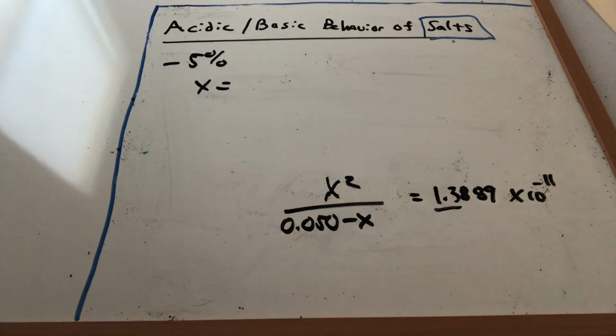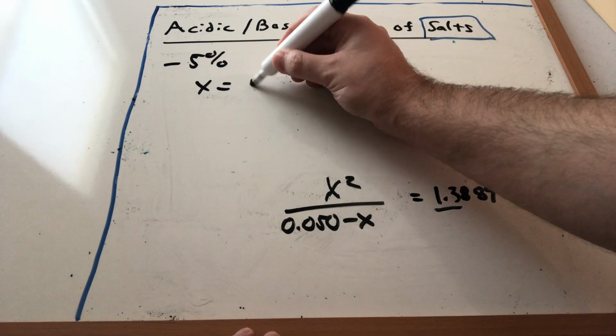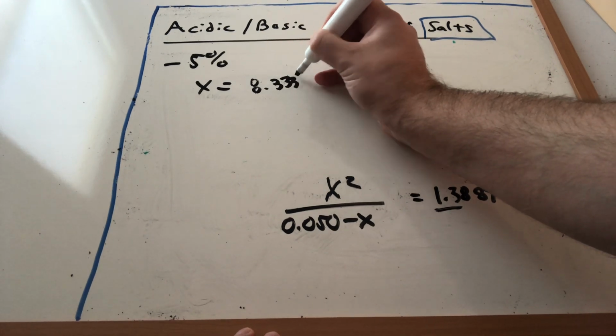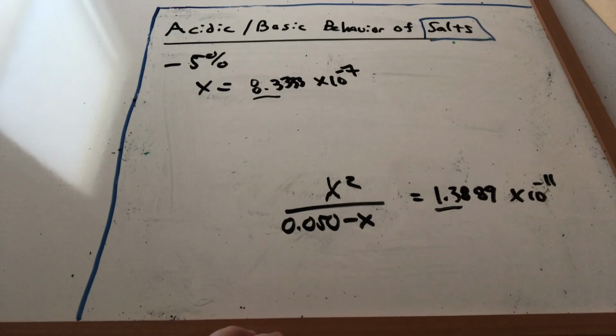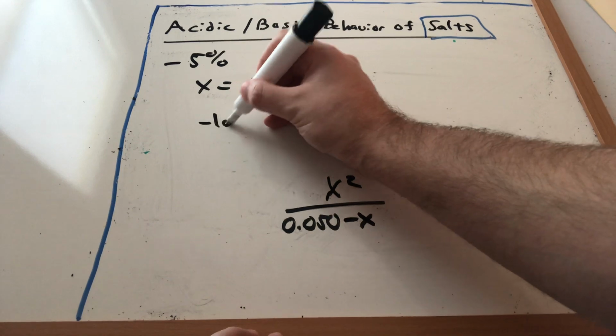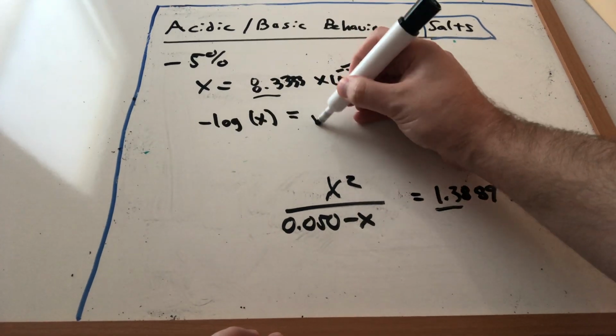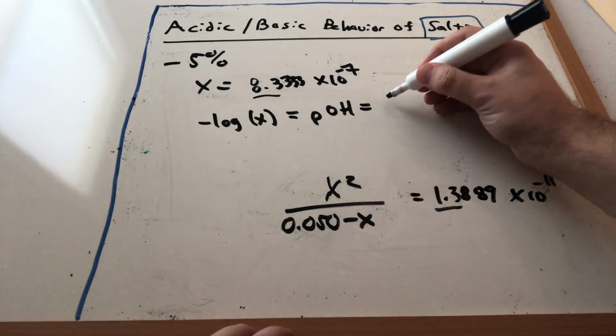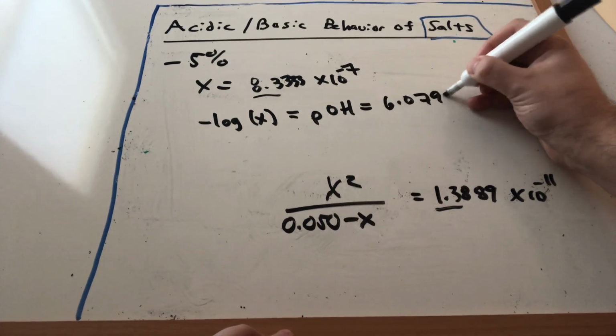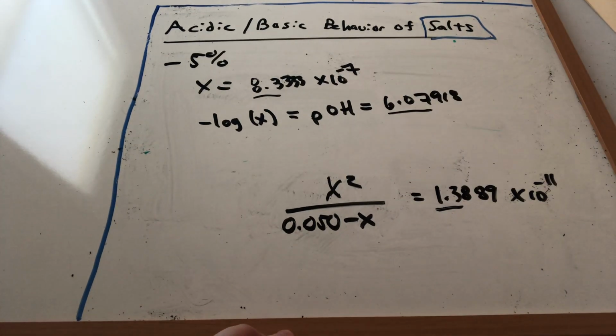And what you get after the 5% rule, or what I get, is that my x is equal to 8.3333 times 10 to the minus 7th with two significant figures. That's what I get for my x. If I take the negative log of that x, that's equal to the pOH. If you look at the ICE table, we're generating OH minus. If I take the negative log of that x, I get the pOH. And what I get for the pOH is 6.07918.